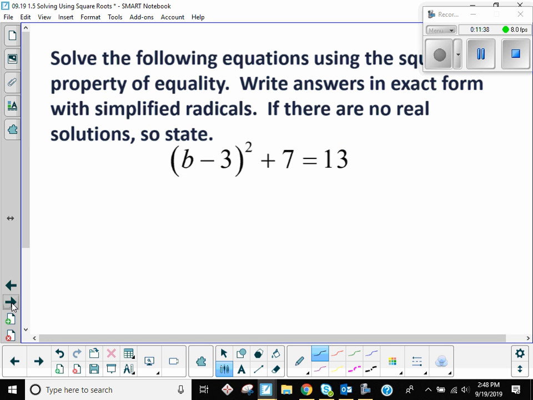Similarly, on the examples in your homework, you'll scratch out this last sentence right here: if there are no real solutions, so state. We're not going to do that. We are going to give the imaginary solution.